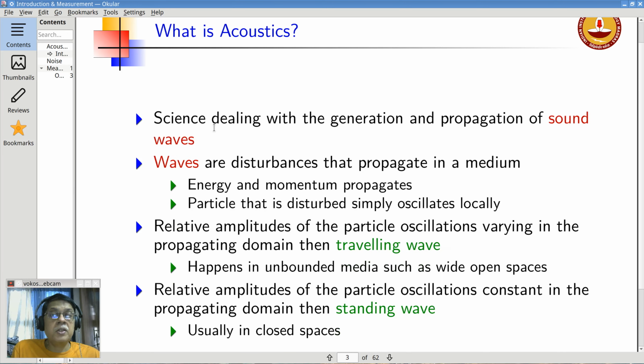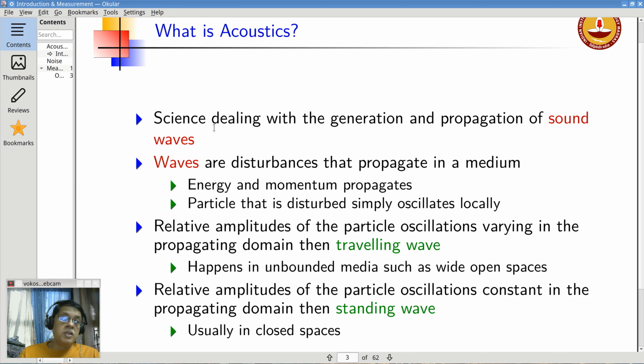We'll start with what is acoustics, right? Most of you at some school level would have done something with sound waves. So acoustics is basically the science dealing with the generation and propagation of sound waves. And as engineers, we are not only interested in the generation and propagation of sound waves, but also the control of or reduction in the sound that is produced. So we will call this acoustics and noise control, which is basically dealing with the reduction of the sound.